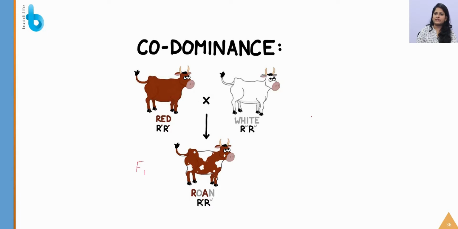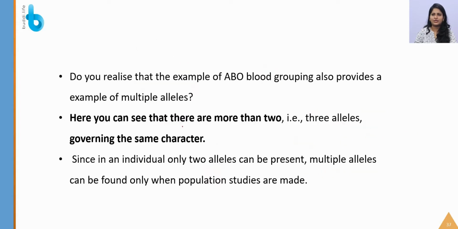Again, when you take the F2 generation, what was seen is RR, which is red, RW, RW, and again WW. So it is a 1:2:1 ratio. These RW are the roan colored cows. That is, they have a red background with white patches on it.